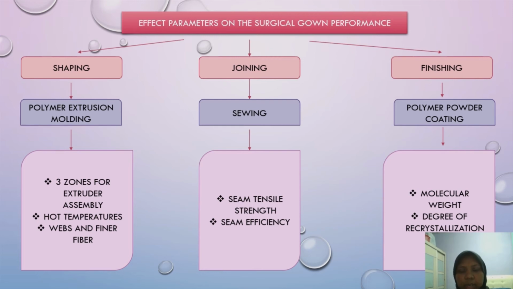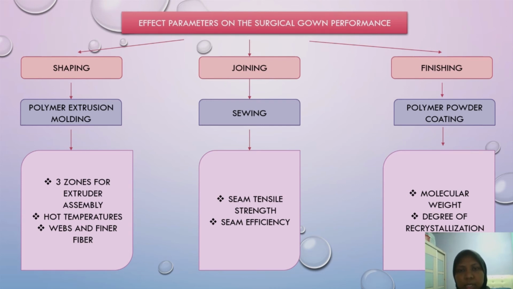Okay, for joining, we choose sewing. The parameters are seam tensile strength and seam efficiency. Seam tensile strength and seam efficiency depend on thread types and stitch type. The higher the strength of thread, the higher the seam strength. Thus, it gives better efficiency of performance of seam for the product.